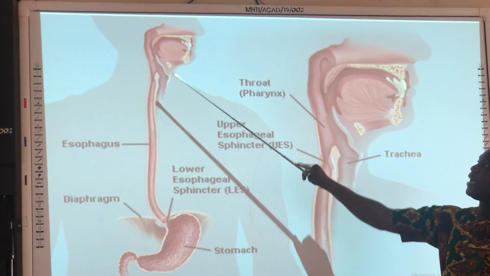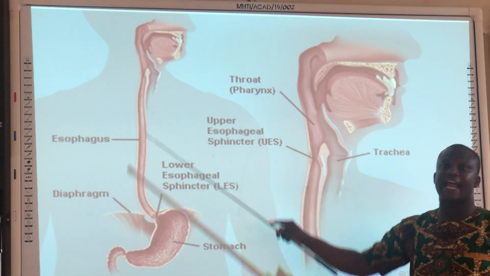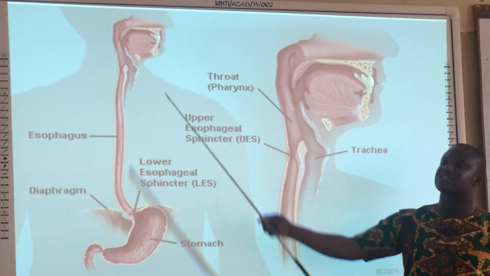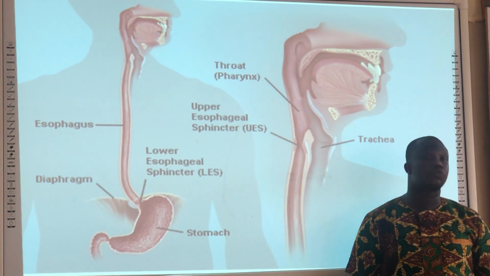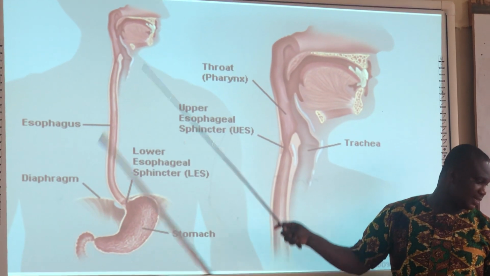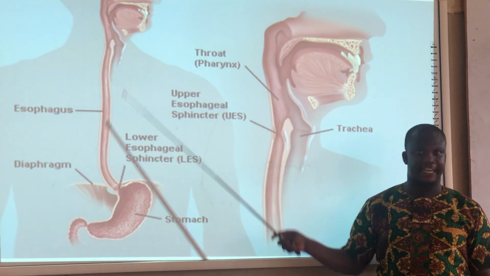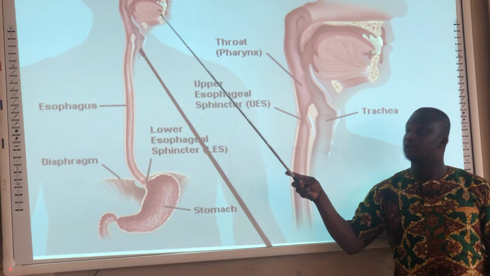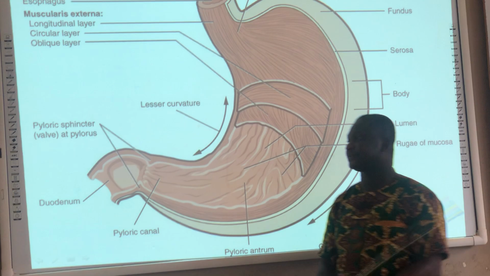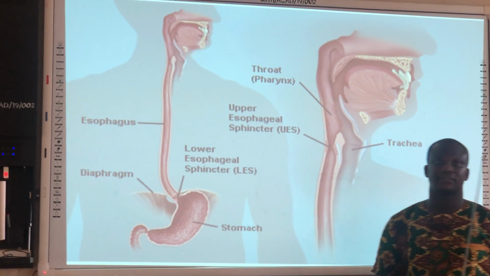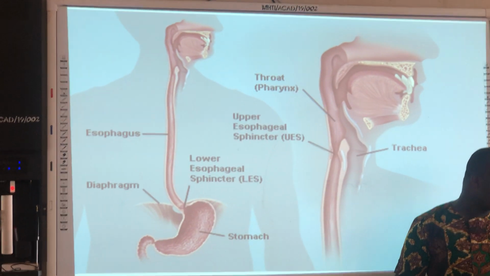Again, the esophagus is lined with mucous membrane. The function of the mucous membrane is to produce mucus that lubricates the lining, or aids in the passage of food into the stomach. That is that for the mucous lining of the esophagus.